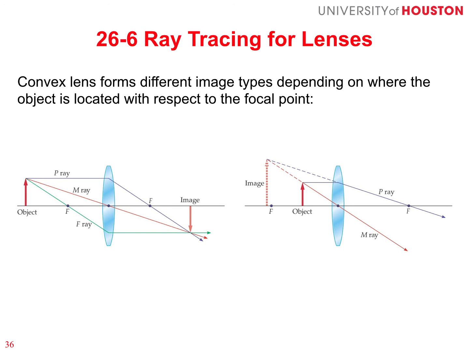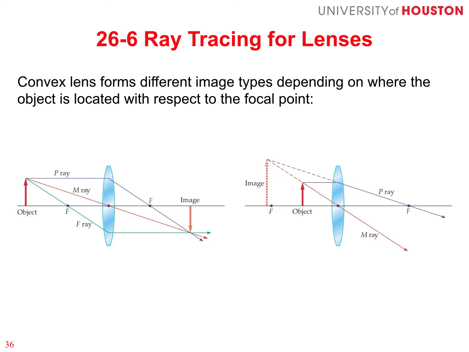Just like for a concave mirror, a convex lens will form different images depending on where the object is with respect to the focal point. On the left, the object is in front of the focal point. The image formed will be real since the refracted rays converge at a particular point, and the image will be inverted. When we place the object in front of the focal point, the refracted rays diverge. If they diverge, they create a virtual image.